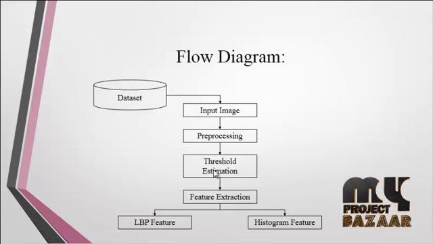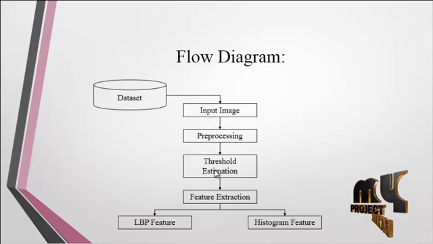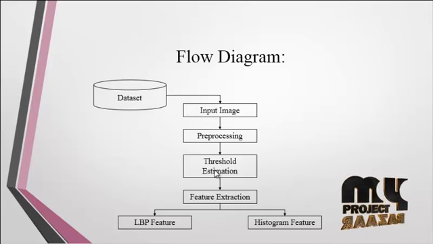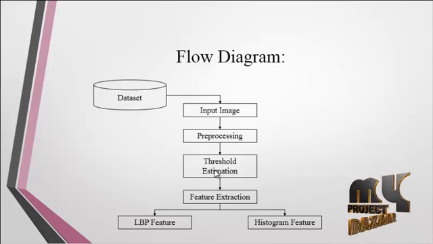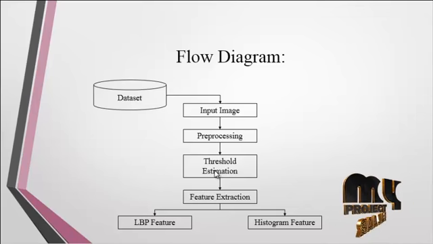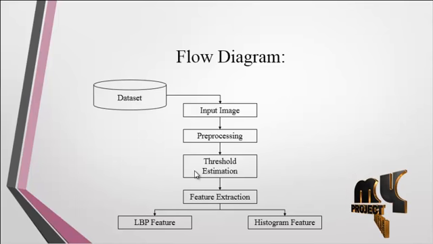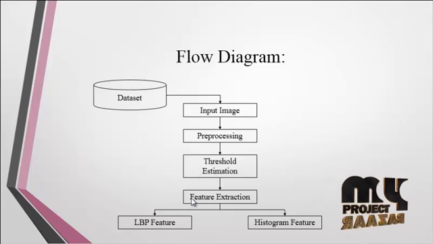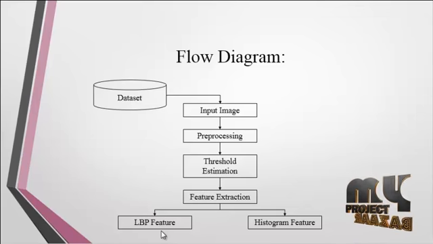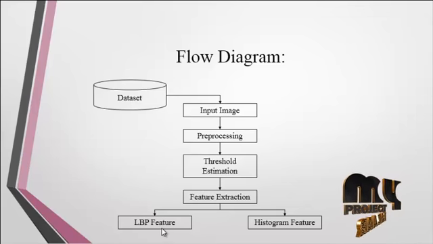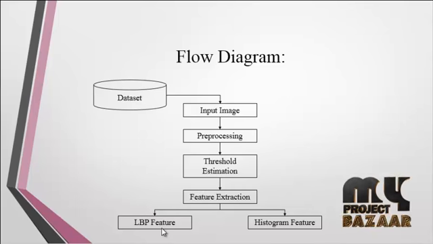Then the threshold estimation is carried out for the image. In the threshold estimation, the threshold level will be in the range of 0.1 to 0.9. After getting the threshold value, the image is converted into a binarized form. Then the binarized image is taken for feature extraction. In this feature extraction step, we mainly consider two types of feature extraction. The first is the LBP feature extraction, that is, the local binary pattern features.